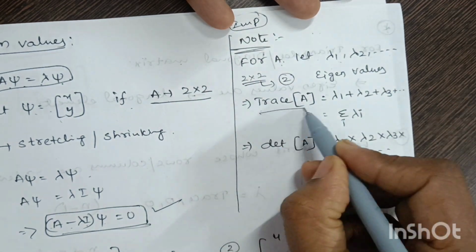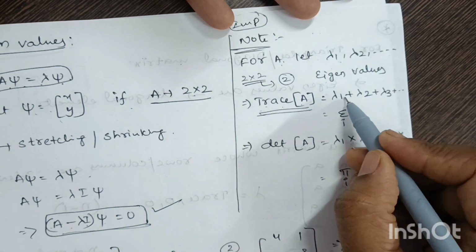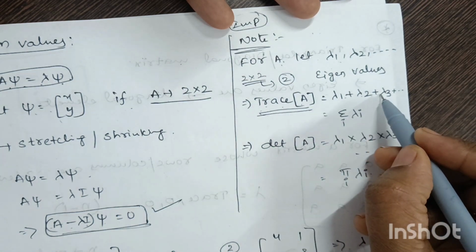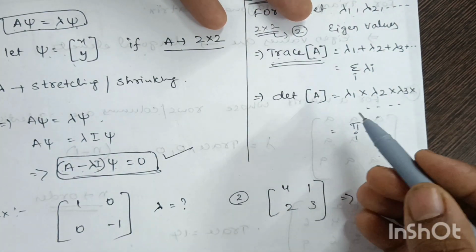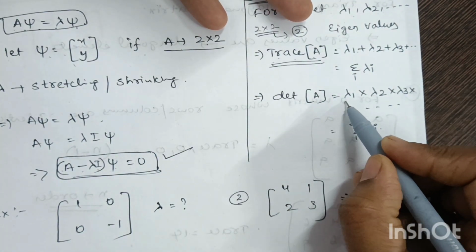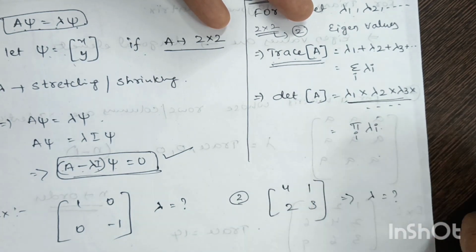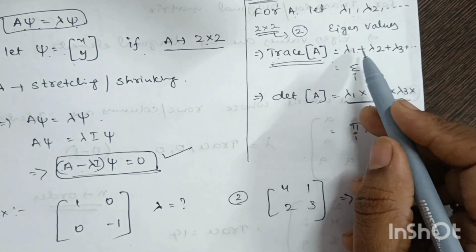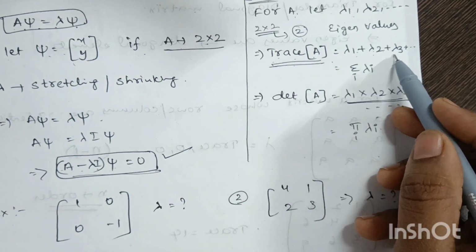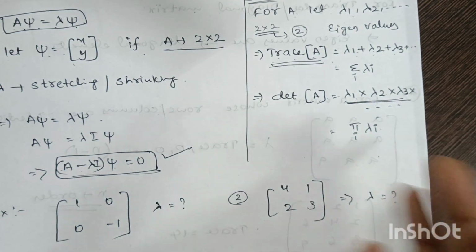Next, what is the trace of the matrix? The trace of the matrix is the sum of eigenvalues. Next, what is the determinant of the matrix? The determinant of the matrix is the product of eigenvalues. In terms of eigenvalues, trace means lambda 1 plus lambda 2 plus lambda 3, and det means lambda 1 times lambda 2 times lambda 3, and so on.